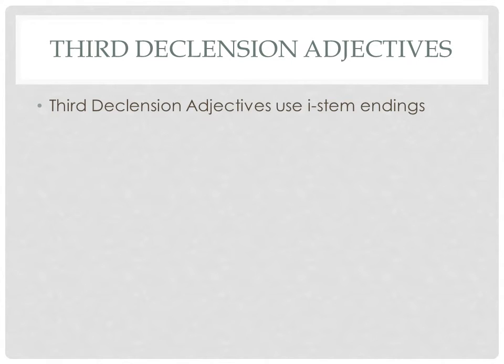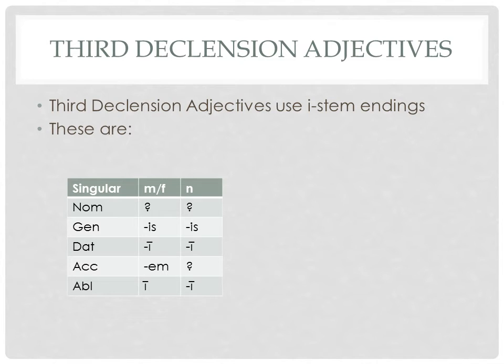Now, again, when we're working with these, we're going to be matching them up to our nouns. And so for this, we have to know the endings that we're going to be using. And with the third declension adjectives, we're going to be using third declension I-stem endings. And so these are pretty straightforward. They're forms that we've seen before. In the singular, the masculine and feminines are going to always be the same.